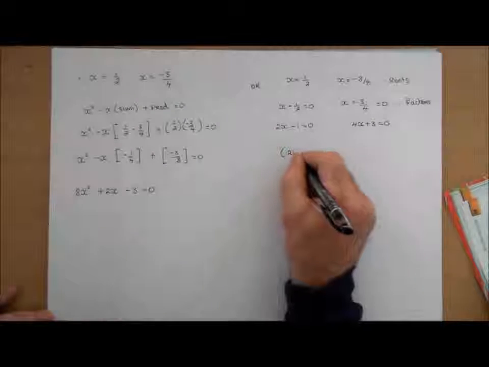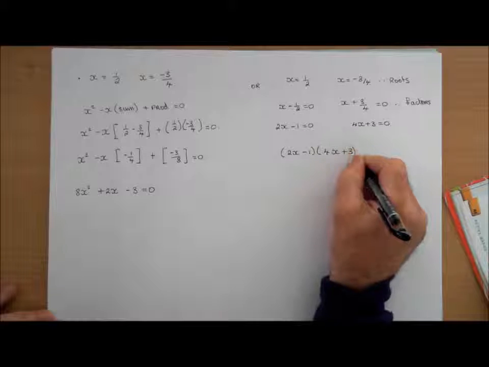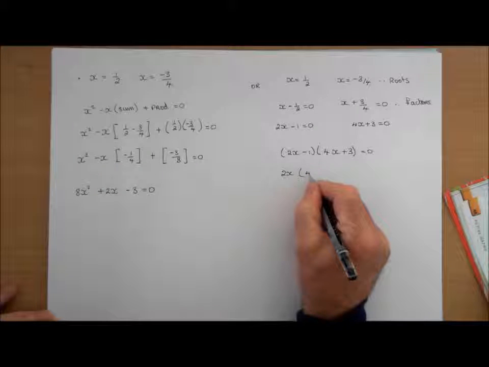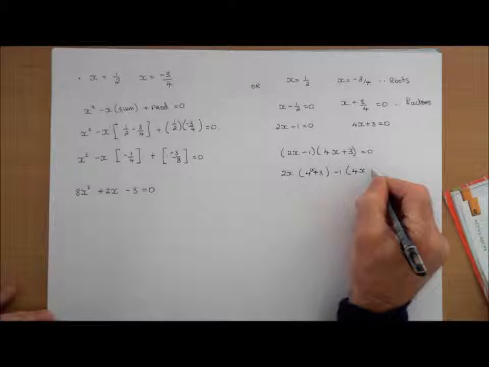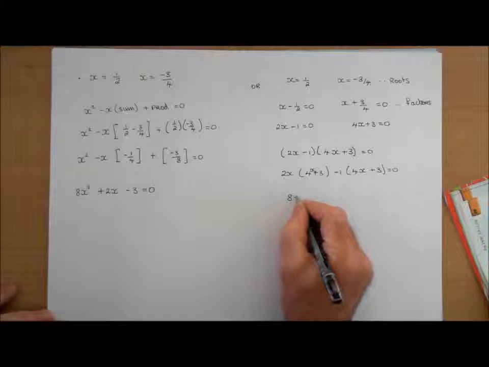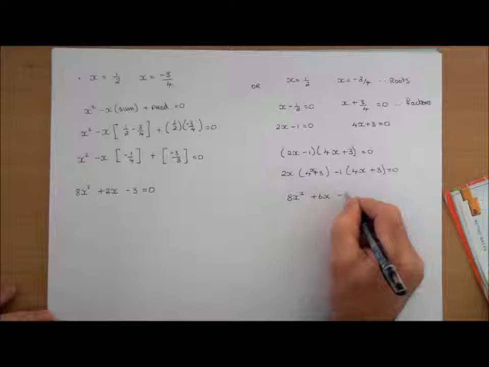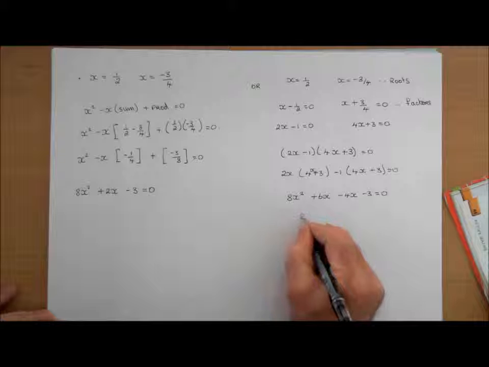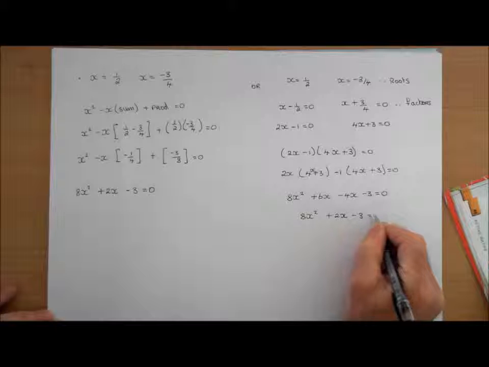So therefore you get 2x minus 1 and multiply it by 4x plus 3. That's 2x by 4x and 2x by plus 3. Minus 1 by 4x and minus 1 by 3. So that's 8x squared plus 2x minus 3 equal to 0.